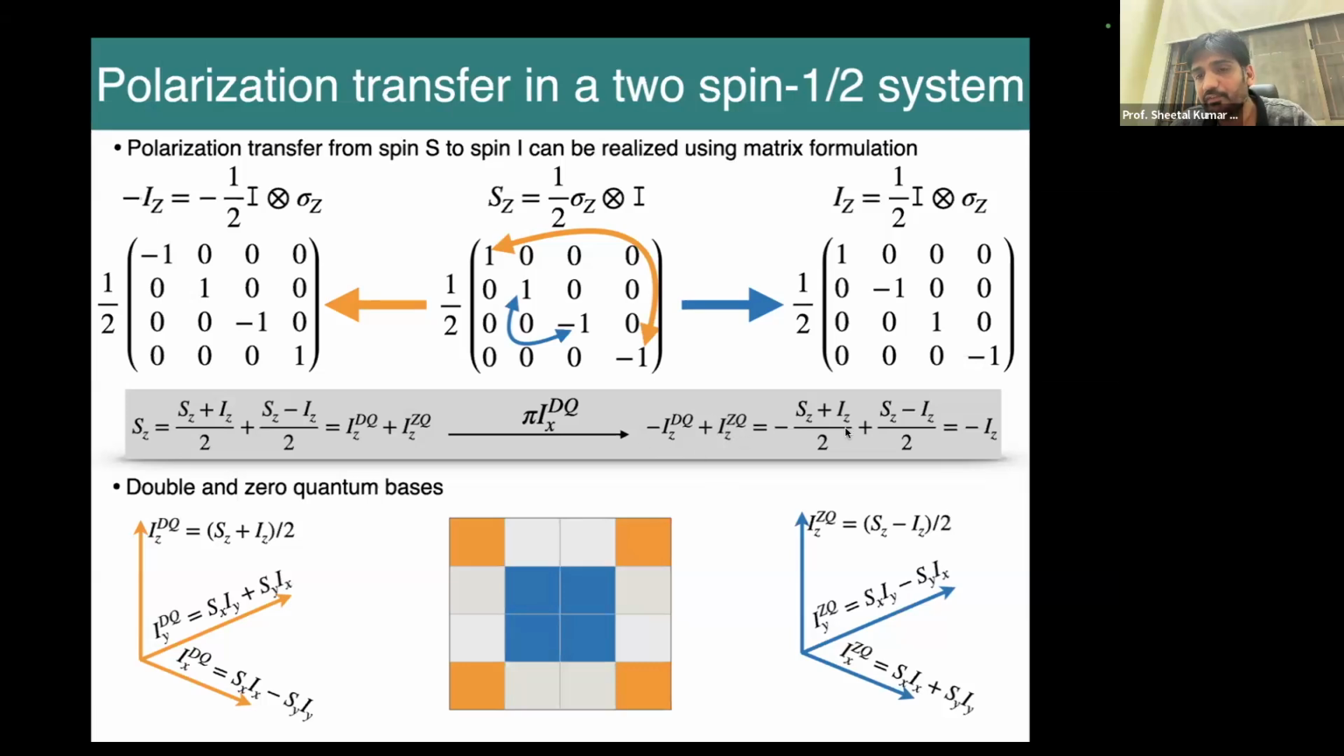But now if you see it carefully, then it turns out that this is actually minus Iz. So we started at Sz and ended at minus Iz. So this is just one example of how we can transfer the polarization from one spin to another. But that means the goal is to have the Hamiltonian which has this kind of form.